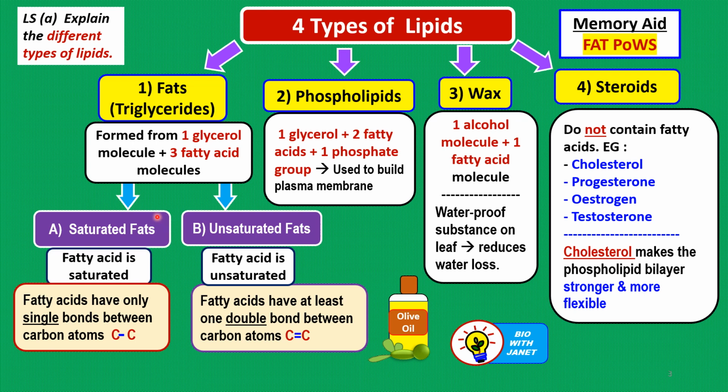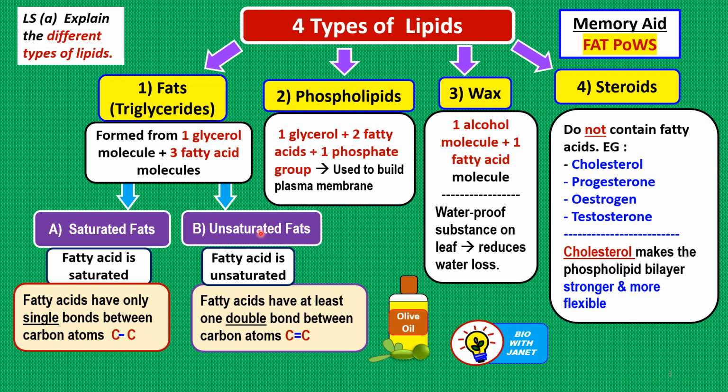And then fats are divided into 2 types, saturated fats and unsaturated fats. In saturated fats, the fatty acid molecule is saturated, meaning that the fatty acids have only single bonds between the carbon atoms. C, single bond C, right? So they cannot react and form any more bonds with other hydrogen atoms because they are already saturated. The bonds are already fully used to bond with other atoms, all right? One carbon atom can bond with 4 other atoms.